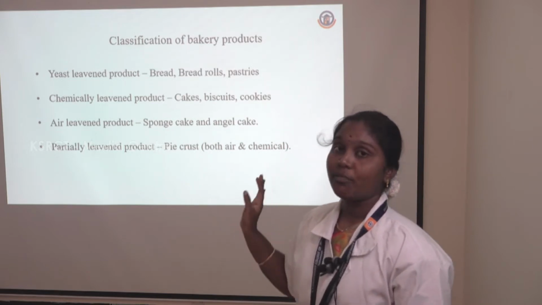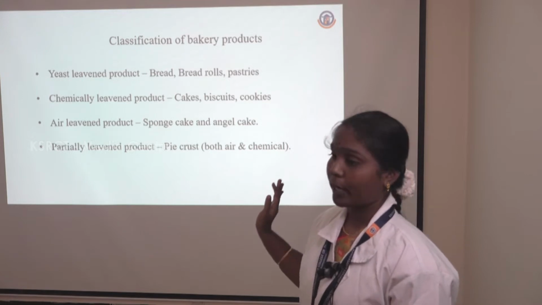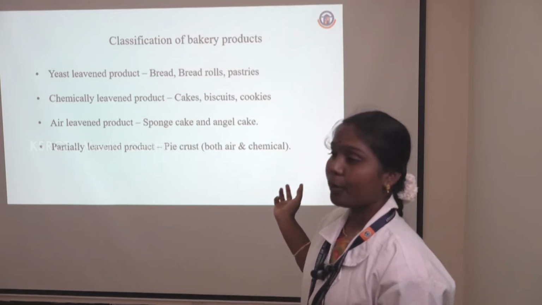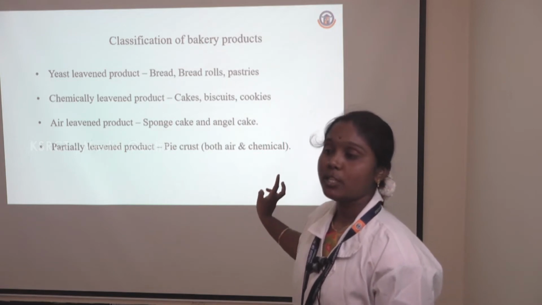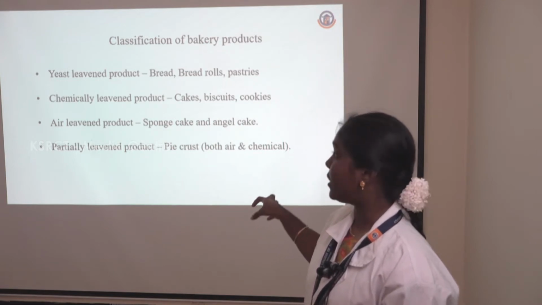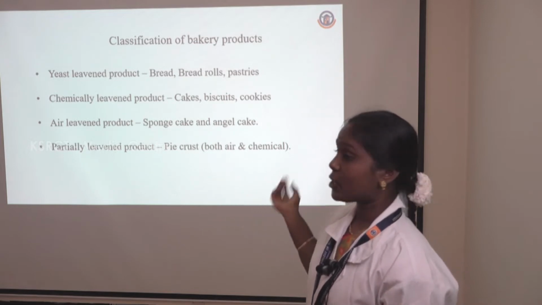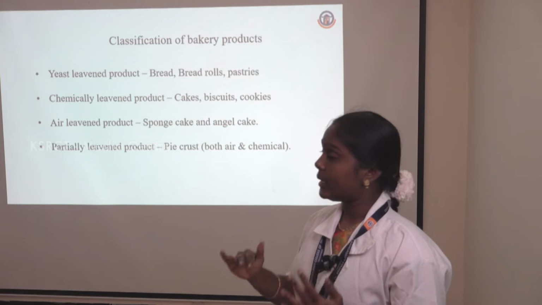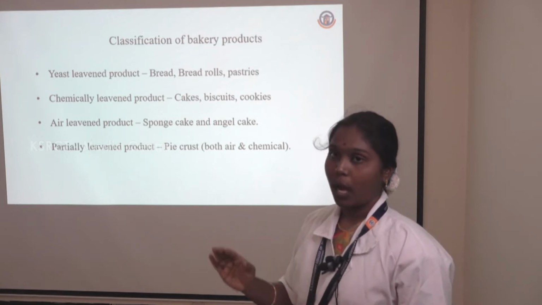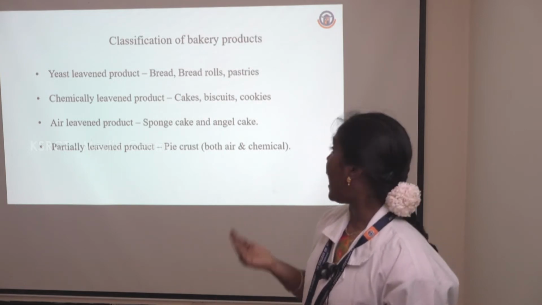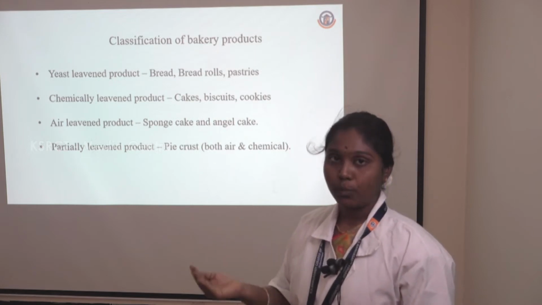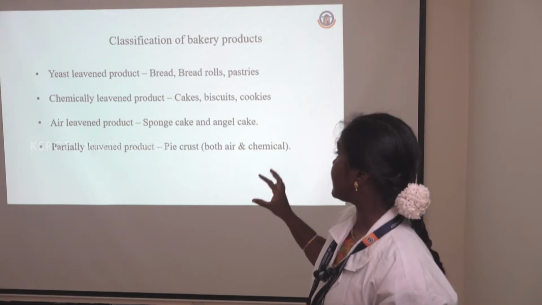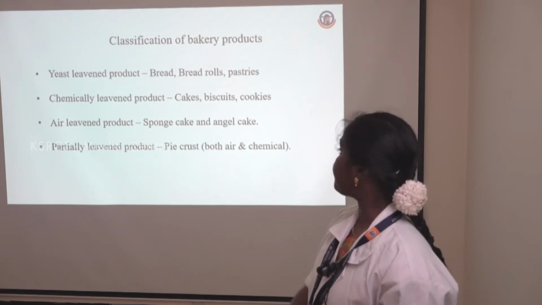The final one is the partially leavened product. In this product we use two types of components for leavening. One is CO2 coming from the air leavened method, and the other is a chemical component used for the leavening process. So in this method we use both artificial air, that means artificial CO2, and a chemical component for the leavening process. The best example is Swiss roll.